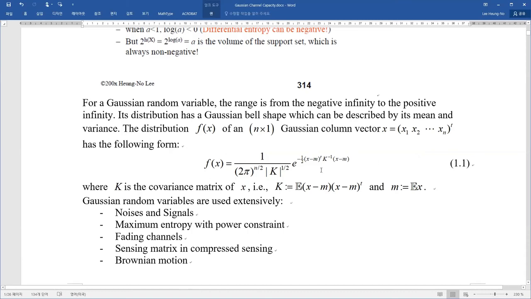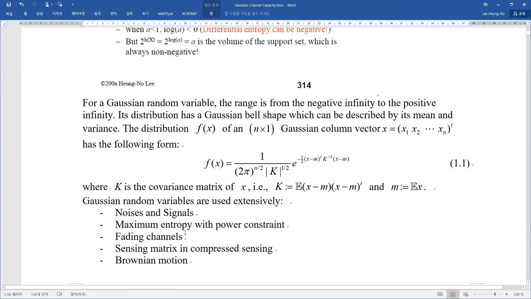Okay, so this is well known. I hope you have seen this in a random variable course. Gaussian random variables are used extensively to model noises and signals, and we will show that it has the maximum entropy with a power constraint. Power constraint here means that among all distributions with the same covariance matrix, Gaussian has the maximum entropy.